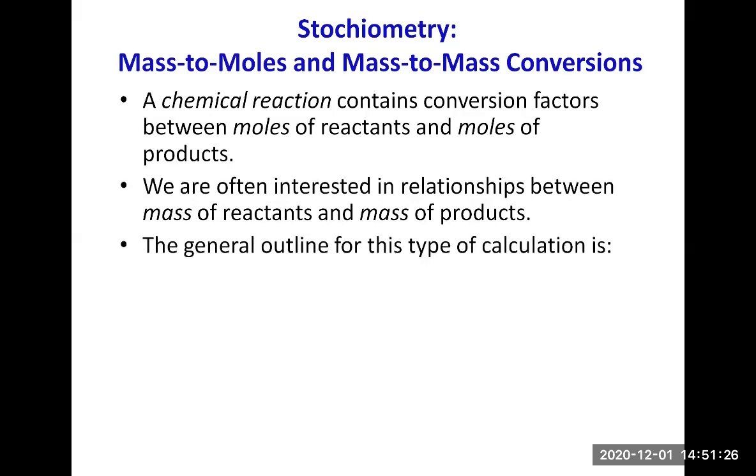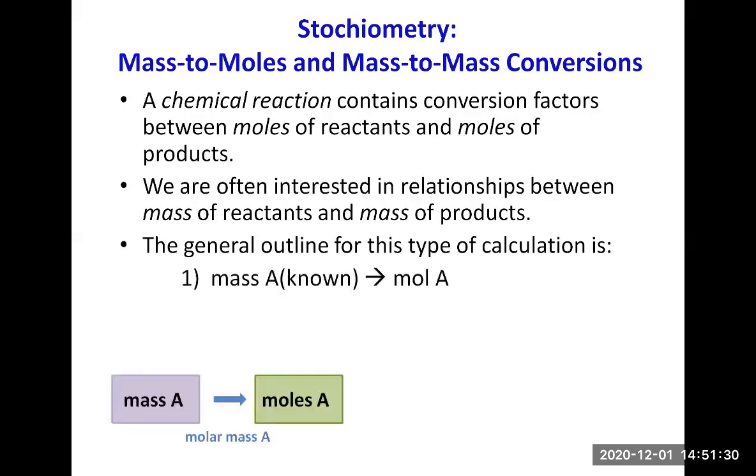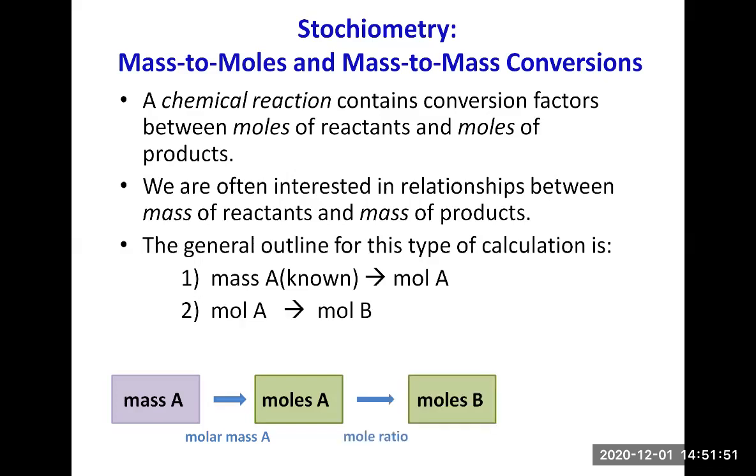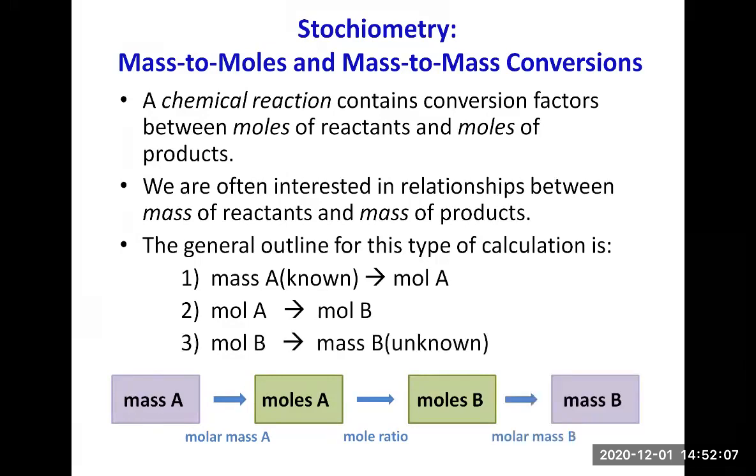So the general outline for this type of calculation is like this. First, you will need to change the mass of your substance A that is known, you got it from a balance, to the moles of A, because you know the molar mass of A. So for this conversion, you need to know the molar mass of substance A to change its mass to its number of moles. The second step is to change the number of moles of A to moles of B. And for this, you need the chemical equation and the mole ratio between moles of A and moles of B. And once you have your moles of B, you can go back to grams of B using the molar mass of B. So for this, you need to know the formula of the substance B. And that's how you can get the mass of B, knowing the mass of A that reacted. So that's the general form of those mass-to-mass conversions.